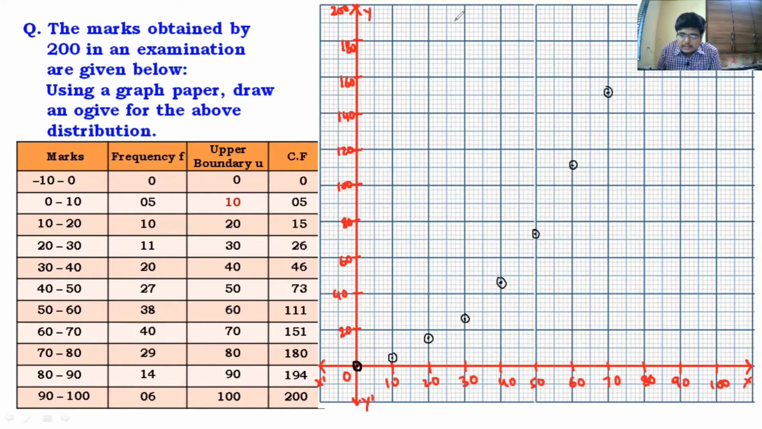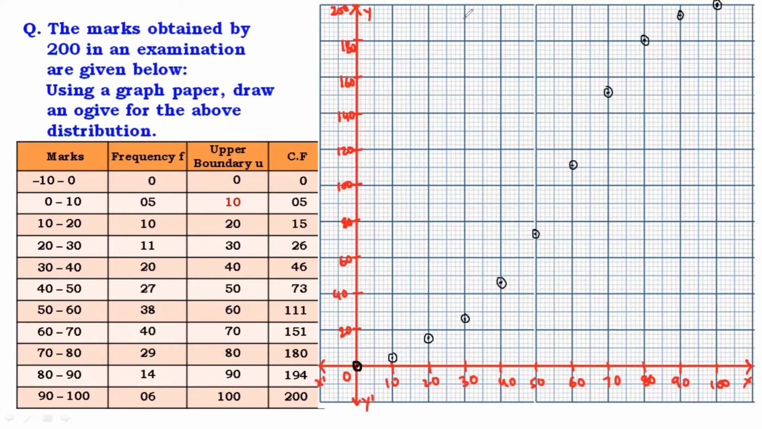The next is 80, 180. So that's easy to plot. The next is 194. That's just a little below 195. And the last one is 100, 200. All right. So now, guys, this is the ogive. This is the ogive that we had to draw.